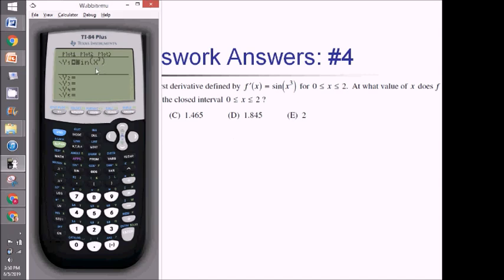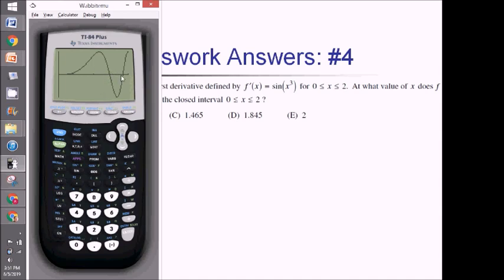So here we are. I've got sine of x cubed in my y1, and again, this is the derivative of the function that I'm trying to maximize. So let me go to window now, and I'm going to set my x values between 0 and 2, and then do zoom fit, zoom 0. So that'll give me the perfect window on what my function is doing between 0 and 2. And we see that there's some crossings here. We're crossing the x-axis right here and right here.